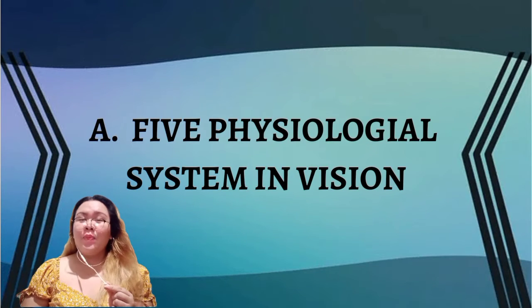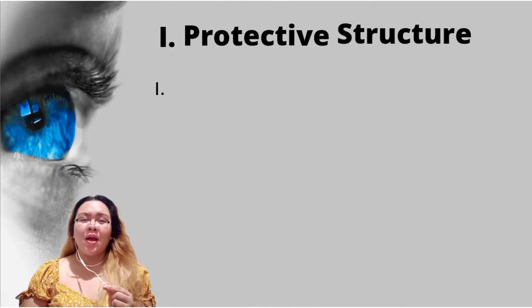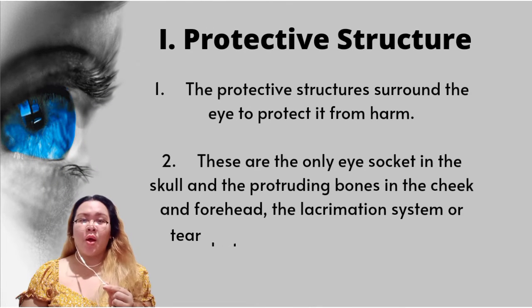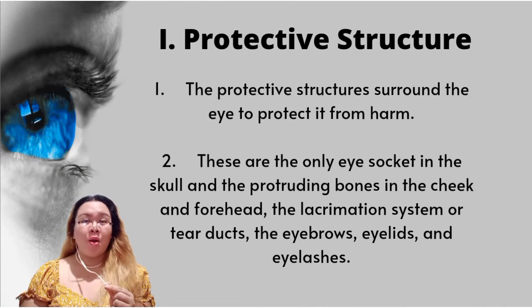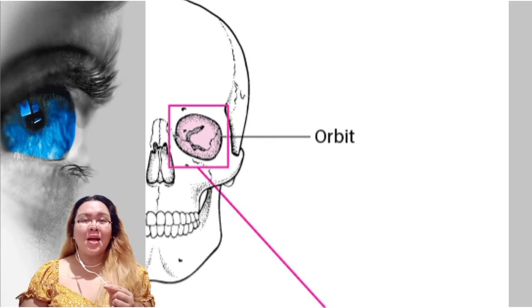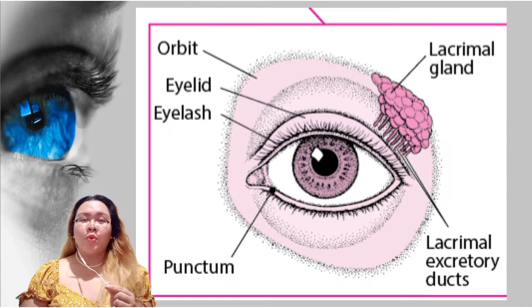So basically, we have five physiological systems in vision. Our first one is the protective structure. The protective structures surround the eye to protect it from harm. These are the eye socket in the skull and protruding bones in the cheek and forehead, the lacrimation system or tear ducts, the eyebrows, eyelids, and eyelashes.